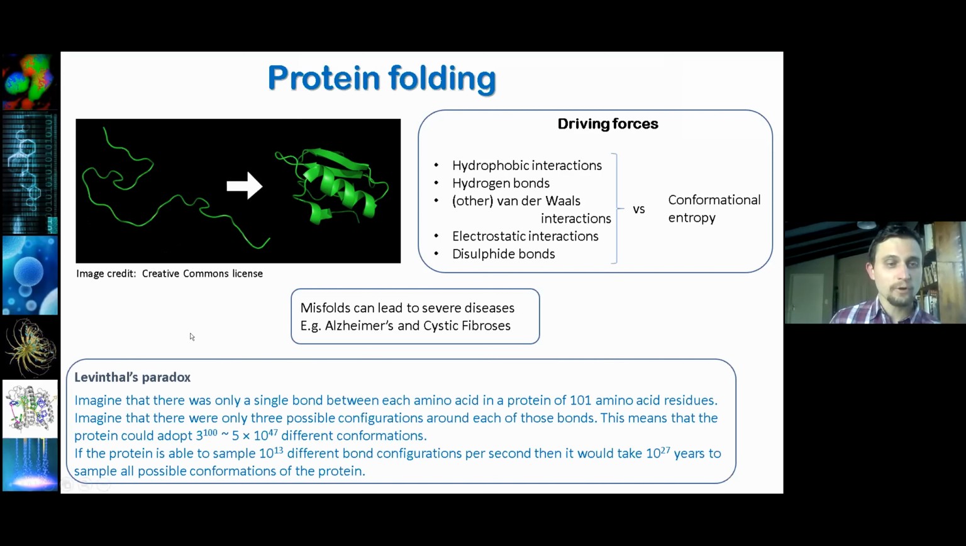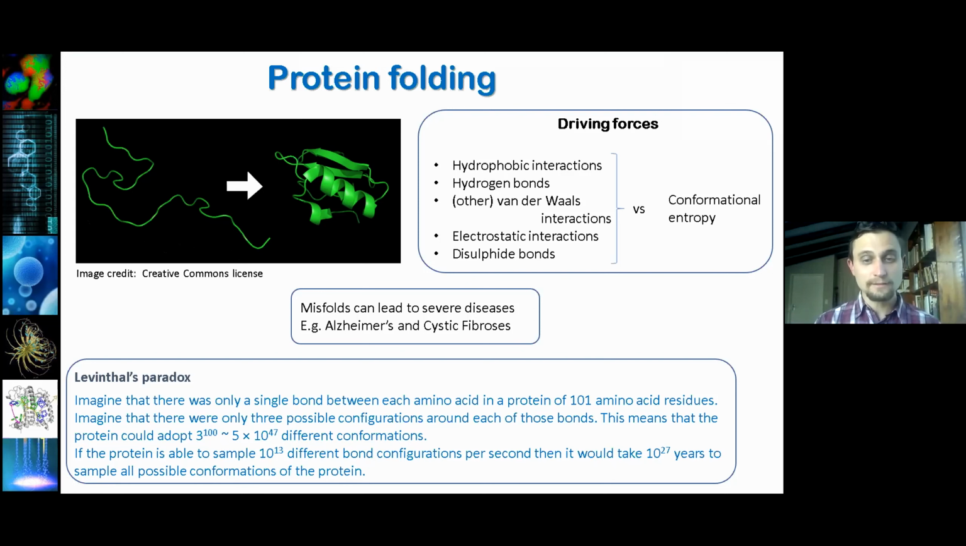And we can appreciate that from Levinthal's paradox, which he framed about 60 years ago. So imagine, and this is a very simplistic scenario, that there was only a single bond between each amino acid in a protein of 101 amino acid residues. So you have a sequence of 101 amino acids, and that is a small protein. Imagine then that there were only 3 possible configurations around each of these bonds, which is a very large simplification. This means that the protein could adopt 3 to the power 100 different conformations. Now, if the protein is able to sample 10 to the 13 different bond configurations per second, which is realistic, then it would take 10 to the 27 years to sample all possible conformations of the protein. And this is a simple protein described in a very simplistic way.